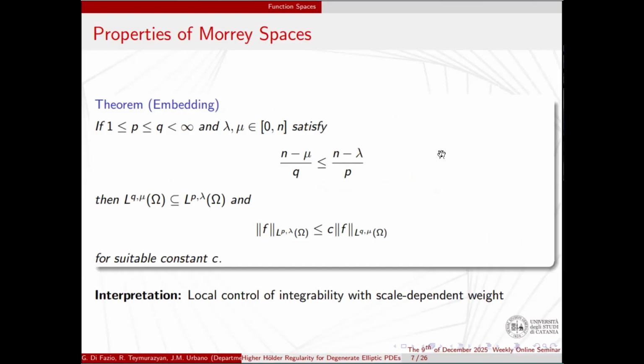These spaces form a scale with two indices, like a matrix, and there are inclusion relations between them according to the value of the parameters. So this is a very simple, classical result. Just use Hölder inequality and the definition, and we get immediately some inclusions between some of these spaces in this matrix.